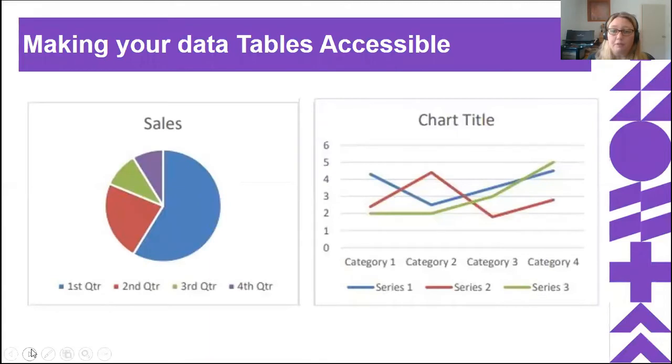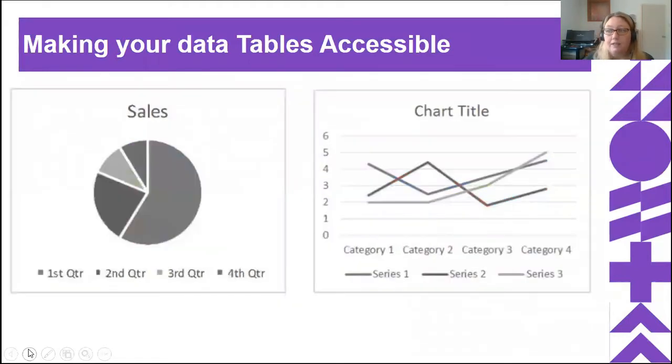Okay, the next point I'm going to move on to now is making your data accessible. We can see here that we've got two charts, a pie chart and a line chart, and we've used standard Microsoft colors. The difficulty with using colors to identify your data is that the moment it is seen by somebody who is colorblind to those colors, or printed out in black and white, the information becomes inaccessible.